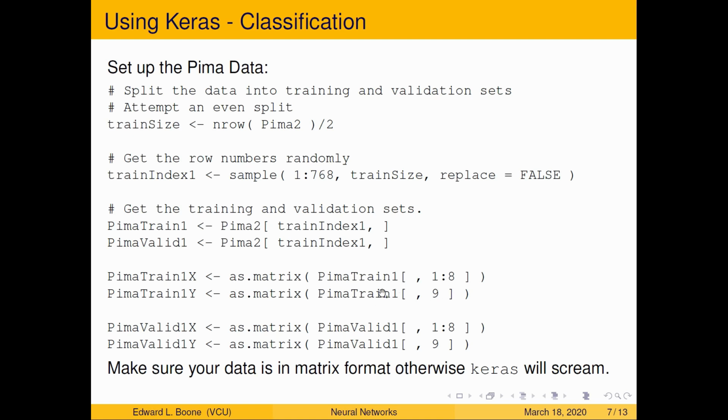And then we're going to pull the last column as our matrix as well as what we're going to train on. We're going to do this with validation. But make sure your data is in matrix format. Otherwise, Keras will just give you all sorts of weird errors, none of which says turn it into a matrix.